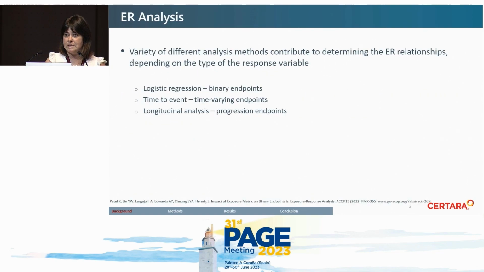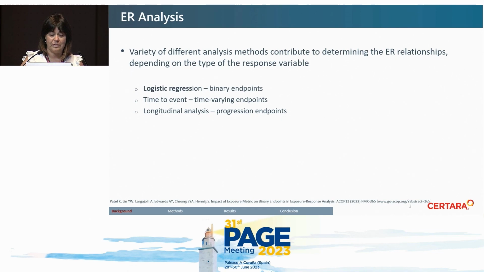So we all know we use a lot of different approaches when we talk about exposure response analysis. There are a lot of different methods to use that contribute to the collective information of this. And a lot of that is dependent, of course, on the type of the response variable. There is logistic regression, for example, that we use for binary endpoints. There's time to event analysis that we use for time-varying endpoints, and there's longitudinal analysis that we use for progressive endpoints. And there's probably a lot more that we can do and that we're all doing.